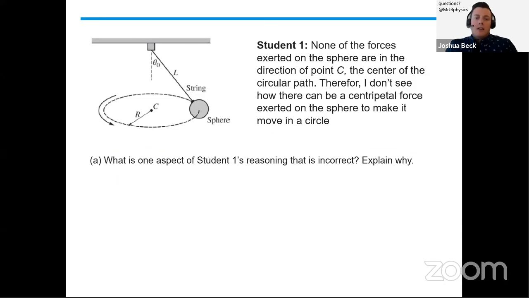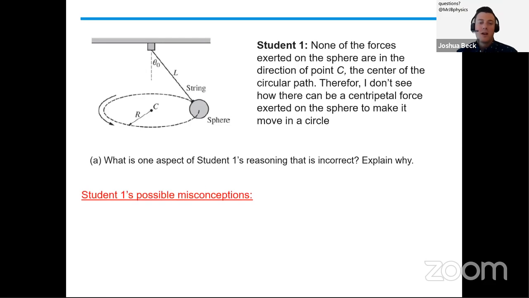Here we've got a sphere moving around on a string like this. All right, student 1 says that none of these forces exerted on the sphere are in the direction of point C, which is the center of the circular path. Therefore, I don't see how there can be a centripetal force. So there's a couple possible misconceptions. Student 1 is falling into a couple of these areas, which would be considered misconceptions.